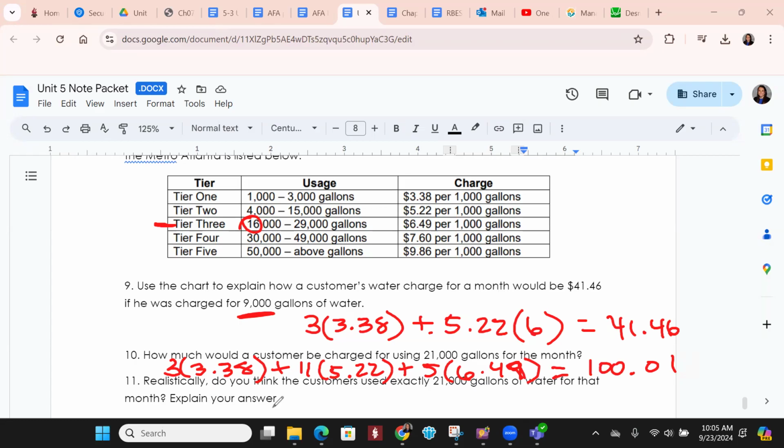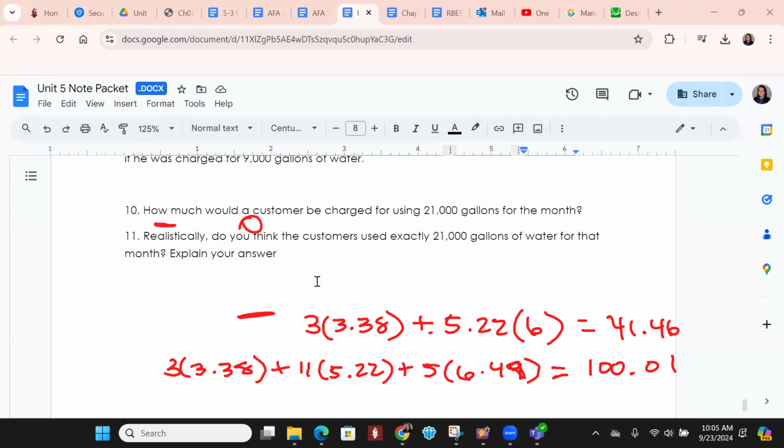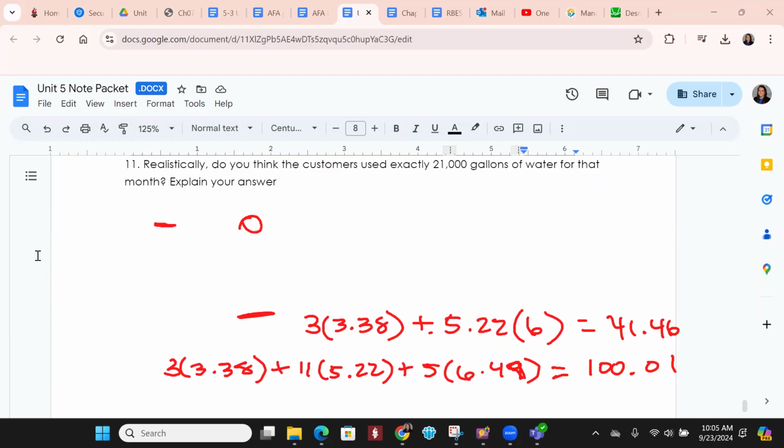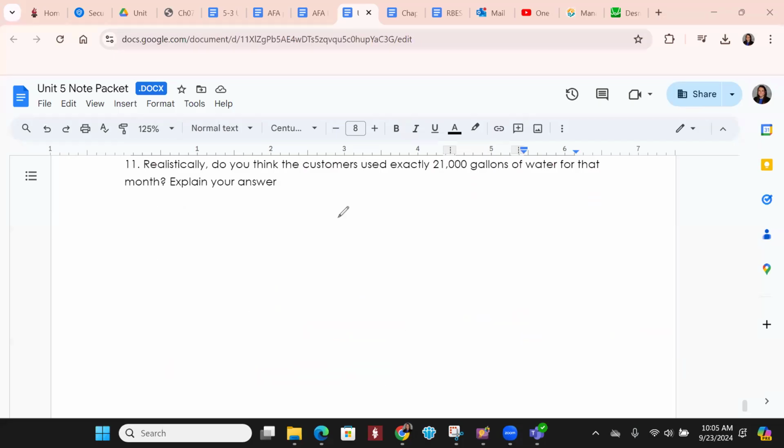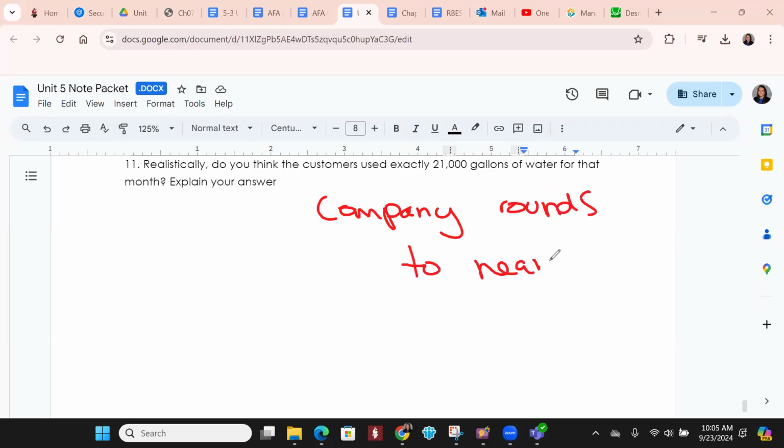All right. So realistically, do you think the customers use exactly 21,000 gallons of water? No, but they round it. They get to the closest amount. And they normally round up. The company rounds to the nearest 1,000 gallons. So if you spend 20,434, you're still going to be rounded up to that 21,000. Okay, cool. Questions on that?